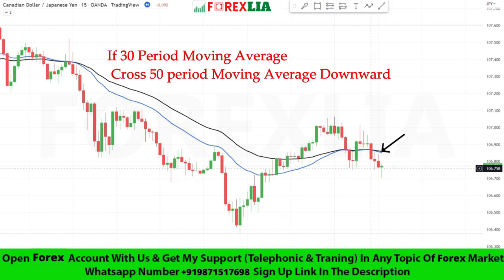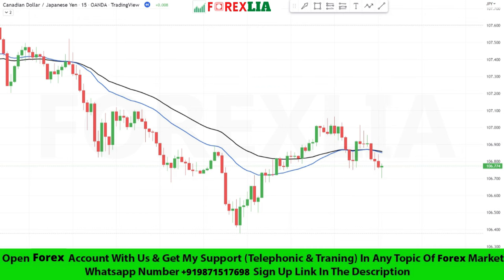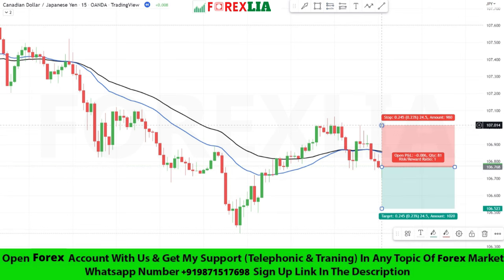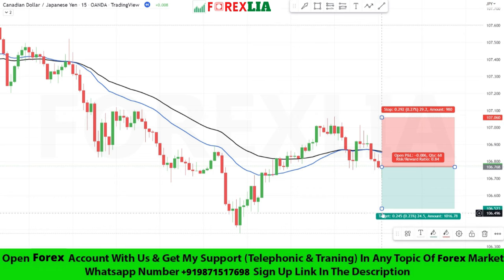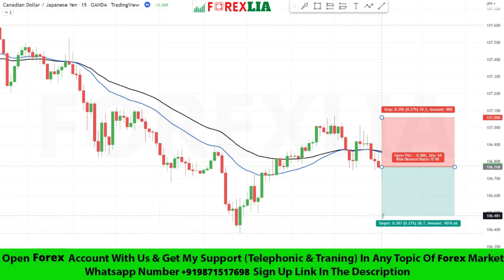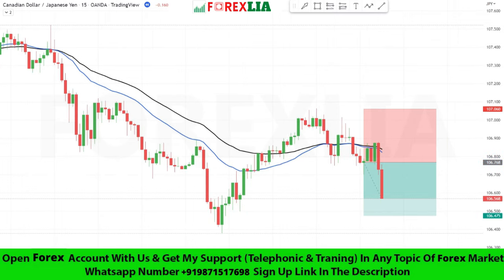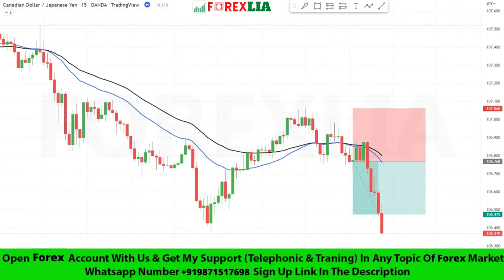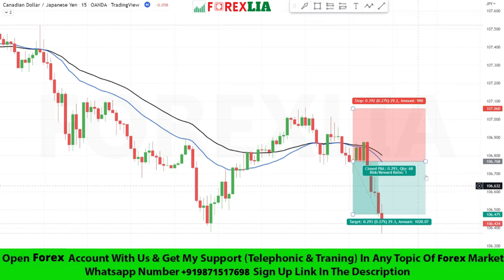Here is the sell signal confirmation. We place a sell trade here. Set the stop loss at the previous high point. Set the profit target at 1:1. We won this trade.